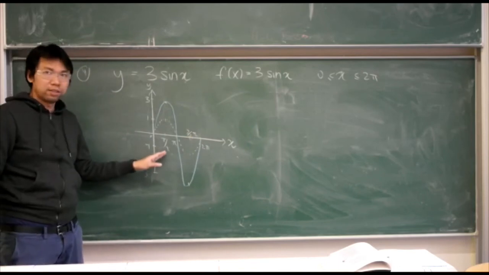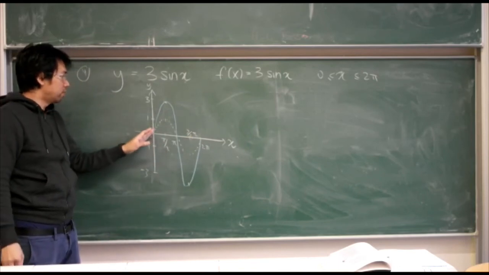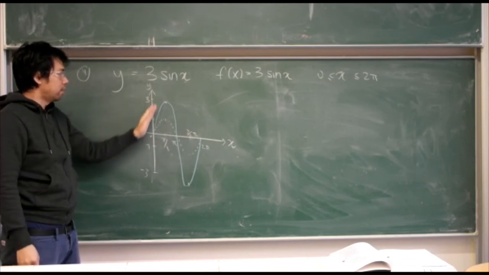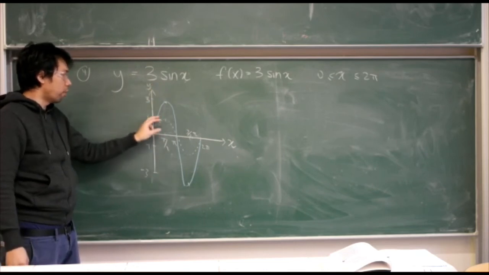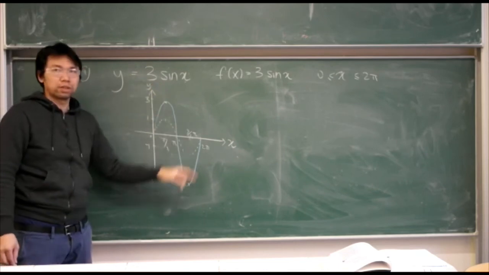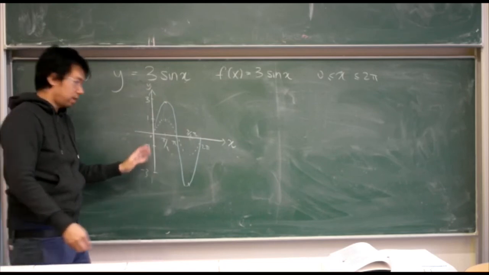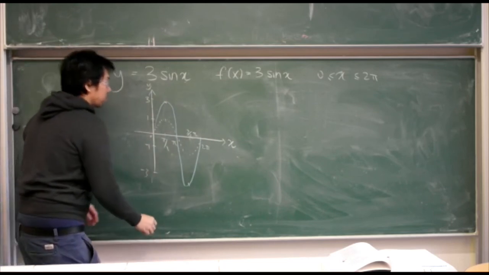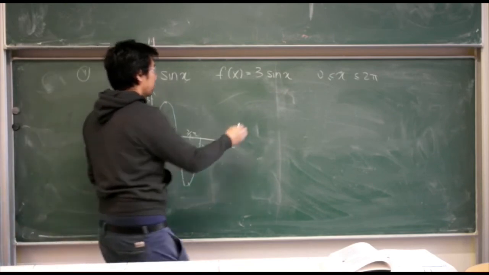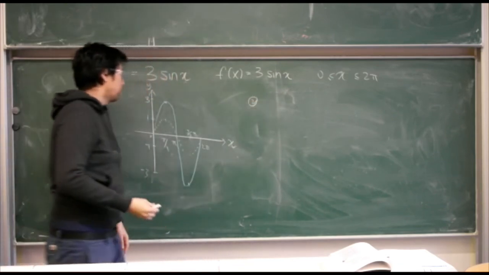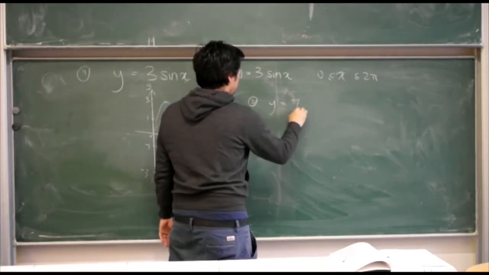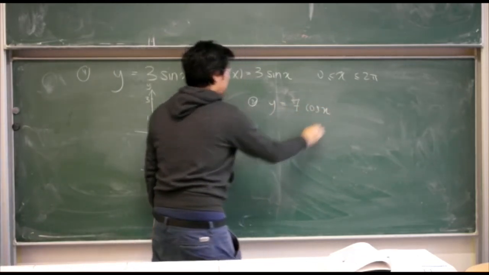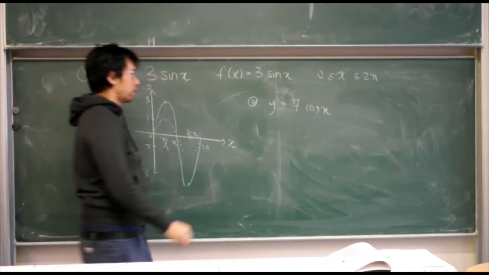So you can see that the graph is similar in shape, but the amplitude gets bigger. Instead of 1, now the amplitude is going to be 3. Okay, is that clear? Alright. So you can try sketching another graph as an example. Let's sketch y equals 7 cosine x.